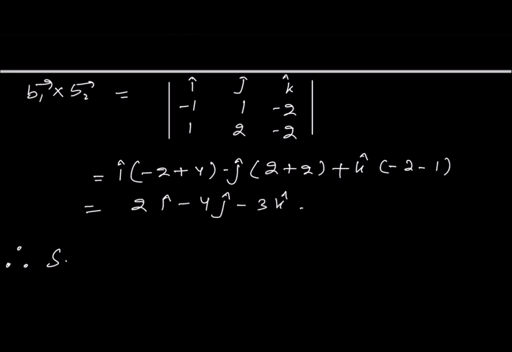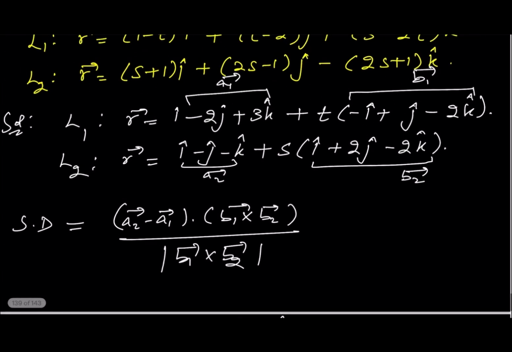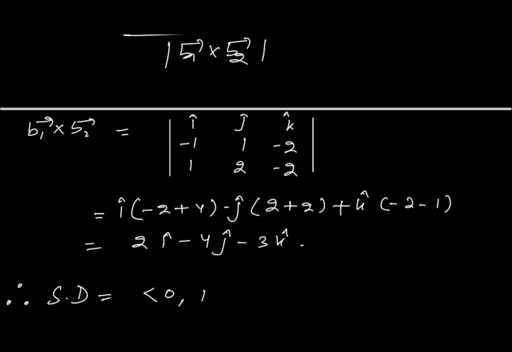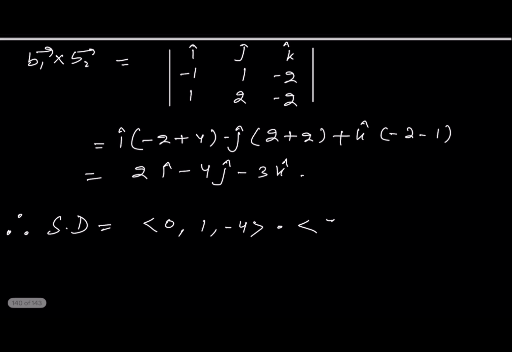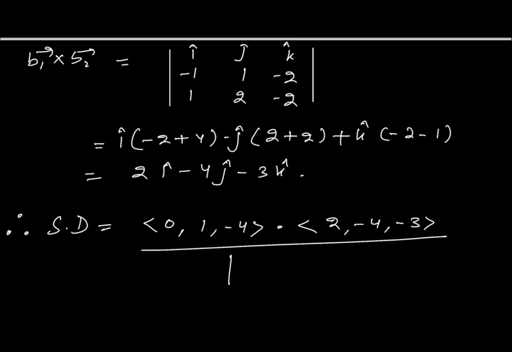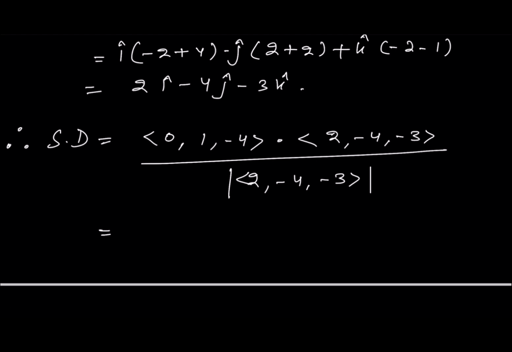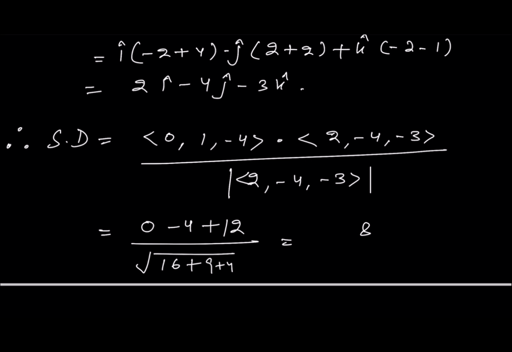Therefore, the shortest distance will be (A2 minus A1), which is 0, 1, minus 4, dot B1 cross B2, which is 2, minus 4, minus 3, over the mod of 2, minus 4, minus 3, which is 0 minus 4 plus 12 upon root over 16 plus 9 plus 4, which is 8 upon root 29 units is the shortest distance.